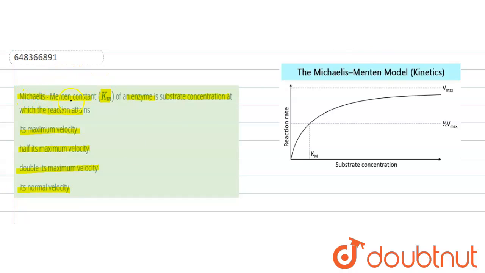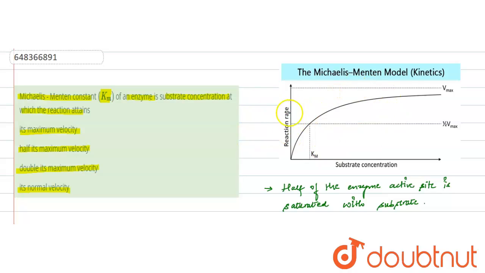So this Michaelis-Menten constant is denoted by Km, and it is equal to the concentration of the substrate at which half of the enzyme's active sites are saturated with the substrate. So that is the Km value. Okay, so as you can see in this graph also, on the y-axis there is the reaction rate, and on the x-axis there is the substrate concentration.